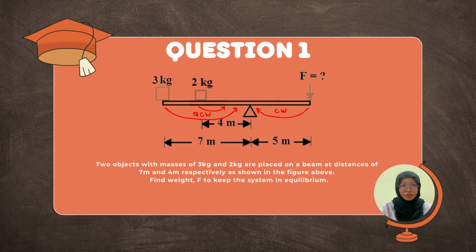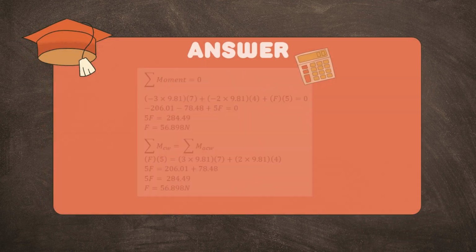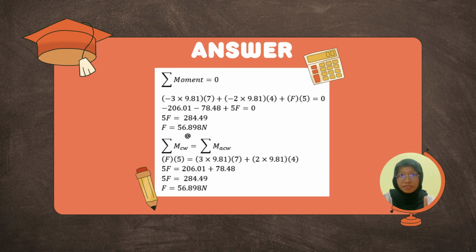We will move on to question 1. Two objects with masses of 3 kg and 2 kg are placed on a beam at distances of 7 meters and 4 meters respectively, as shown in the figure above. Find the force F to keep the system in equilibrium. The answer for question 1 can be found in two ways: one is total moment equals 0, and second is total clockwise moment equals total anti-clockwise moment.